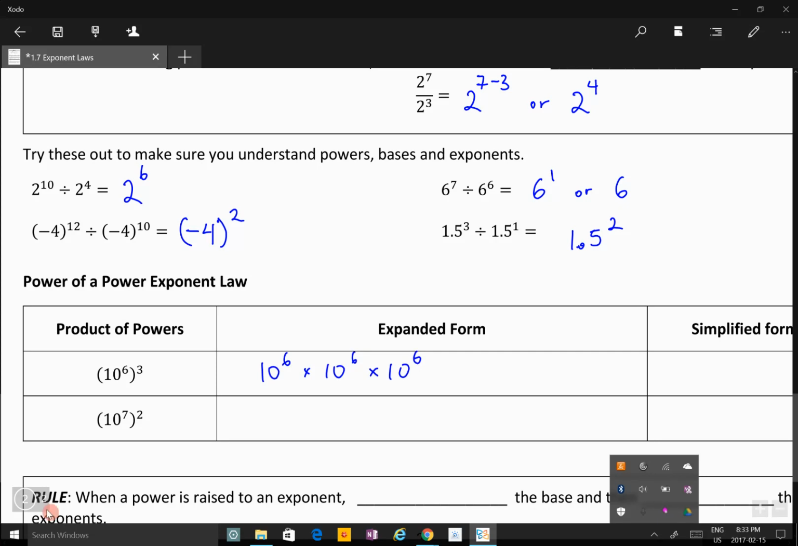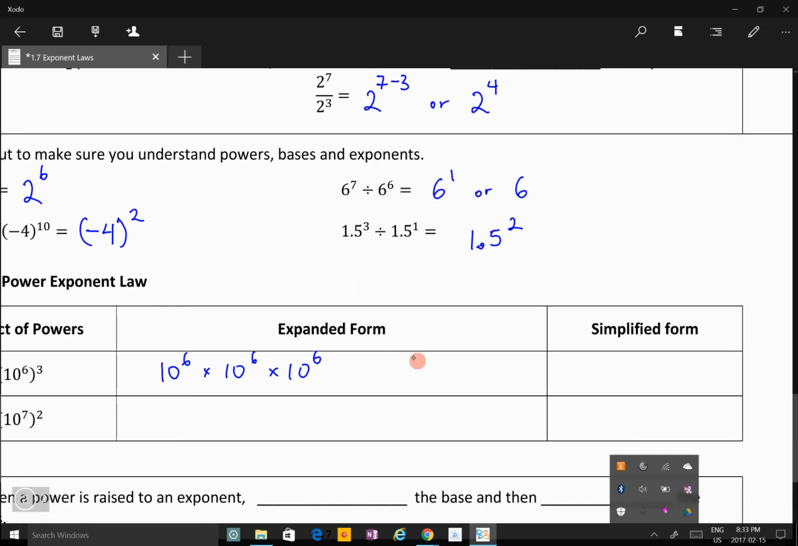So if you remember from the first part, if you have powers that are being multiplied with each other and they have the same base, here you have the same base, 10, 10, and 10. All you have to do is add their exponents. So 6 plus 6 plus 6. So in simplified form, I have 10 to the power of 18. 6 plus 6 is 12, plus another 6 is 18.